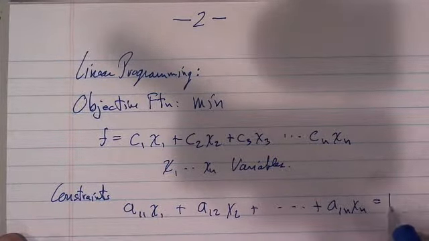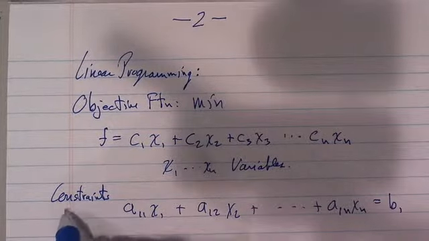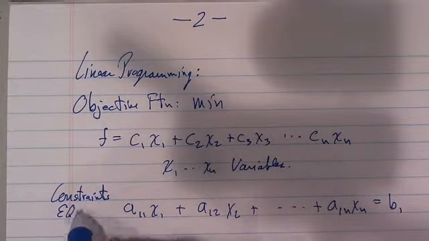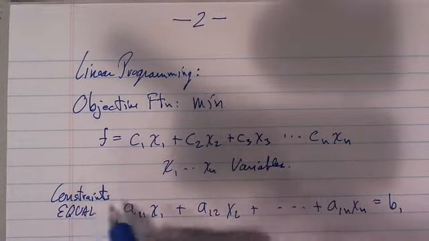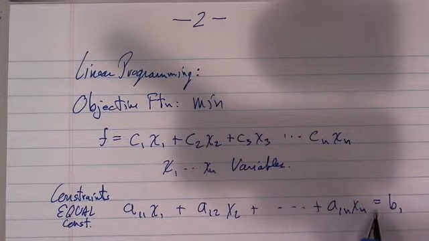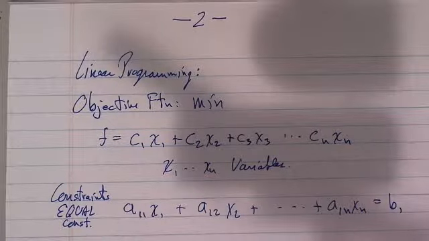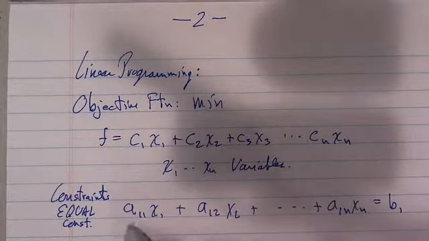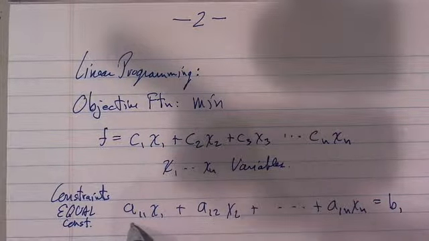A1nxn equals B1. Now, this is an equality constraint, because I've got an equality sign. So by definition, I can put these equality constraints in, and I'll put let's say one or two or three of them.